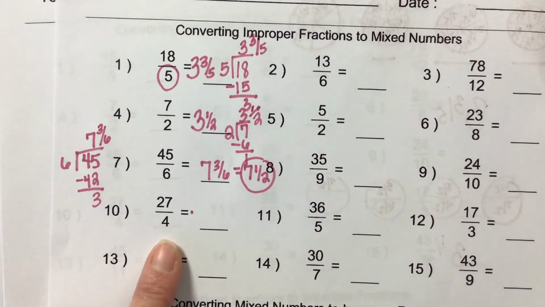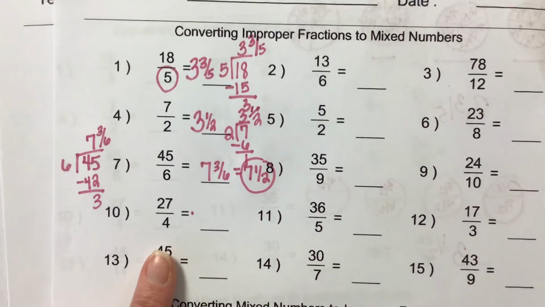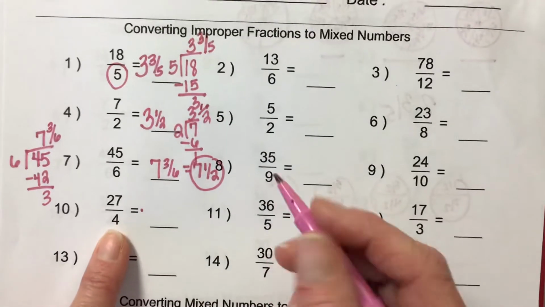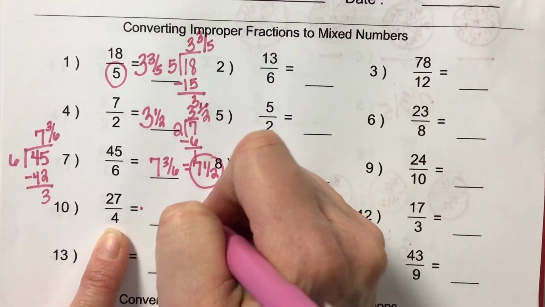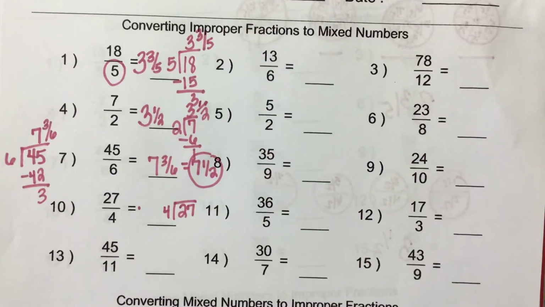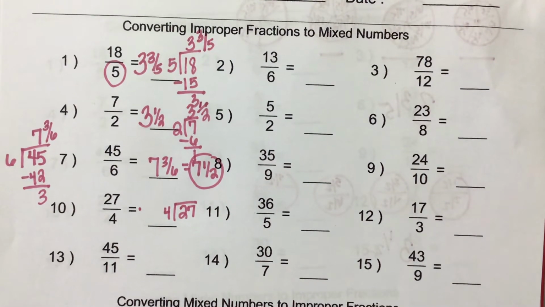27/4. How do I find that mathematically? Who can tell me what I need to do? Dane, what do I need to do next? 27 divided by 4. How many times can 4 go into 27 without going over? If you don't have your hand in the air, you need to be looking at your fact chart so that you can answer this question. I want everyone trying. Nobody's waiting.